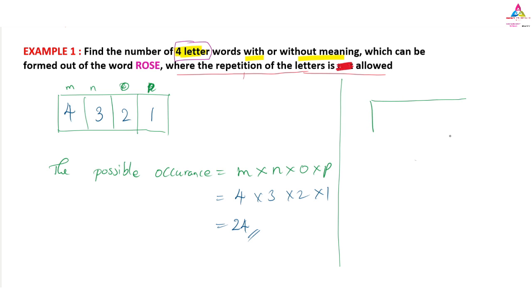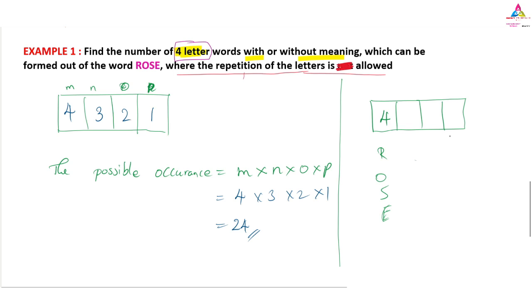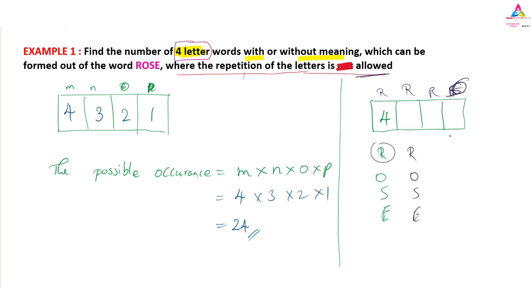So again we have a 4-letter word to form. For the first part, I can substitute any one letter: R, O, S, C. So we have 4 ways. Next, for the second part, we also have R, O, S, C. Even if I have already taken R, I can take R again because repetition is allowed. So I can write R, R, or R, S, or R, O, or R, C.